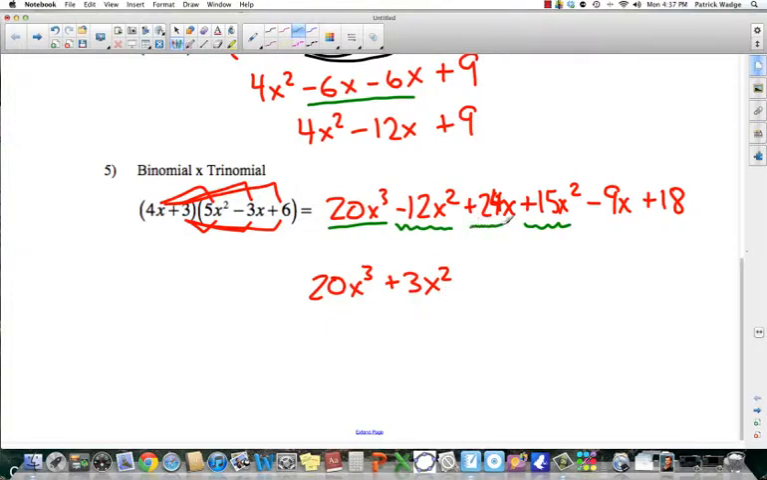Okay, positive 24x. Any other x's? Yes, here's one here. Remember the sign in front. So positive 24x, take away 9x. 24 take away 9 is 15x. And finally, we have one more left over. I don't know if I need to underline it. Plus 18, so we're going to write plus 18, and we're finished.